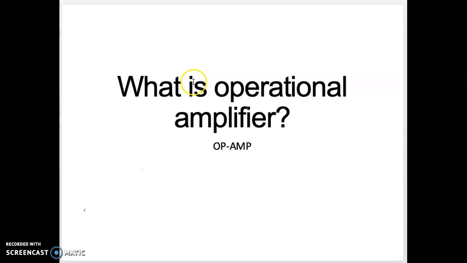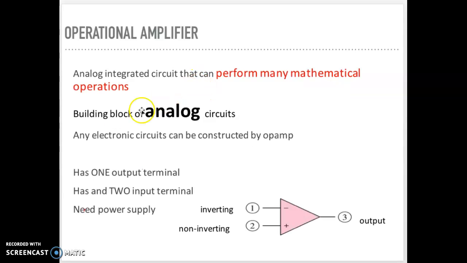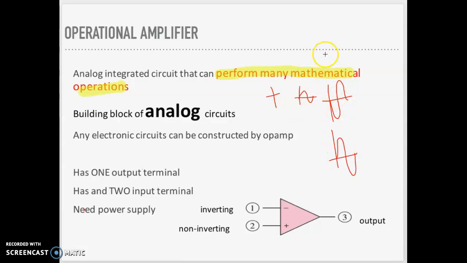Now, what is actually an op-amp? Operational amplifier. The role of the op-amp is to perform many mathematical operations. You can have a summing amplifier. You can invert the amplifier. Let's say your input is like this, then your output will be inverted, or your output will remain the same. All this is what we call mathematical operations. You can add, you can sum, you can integrate, or you can differentiate.